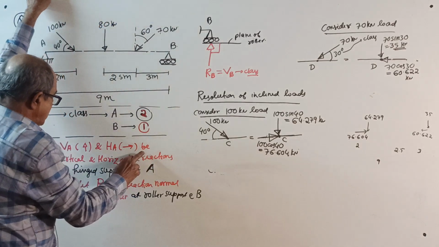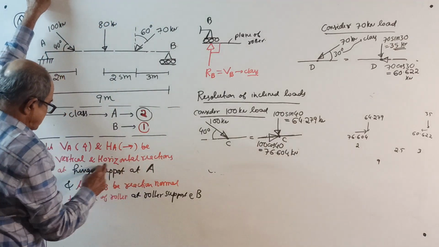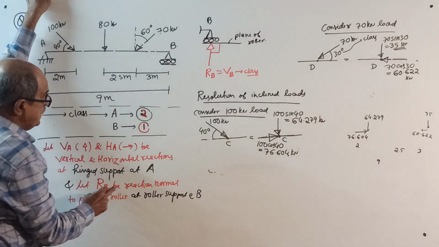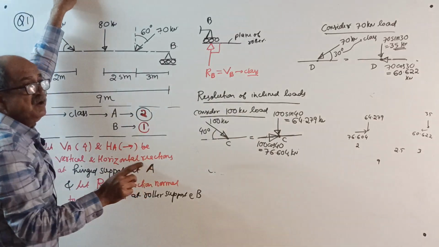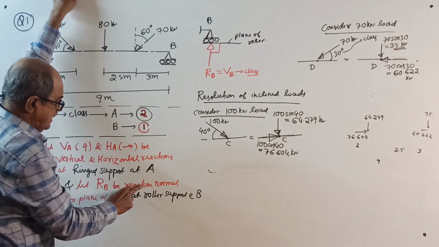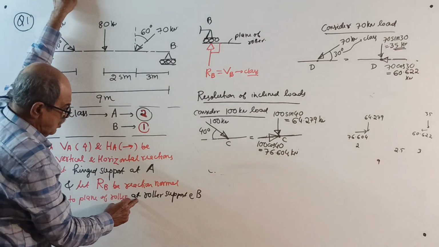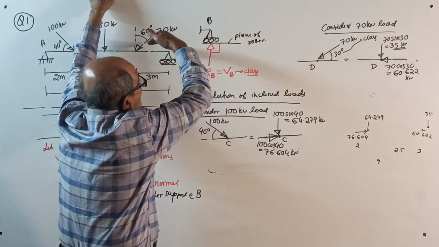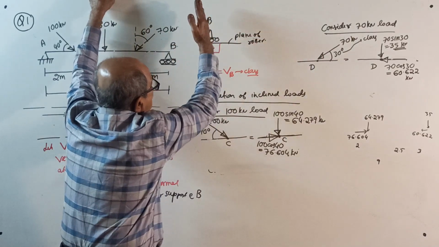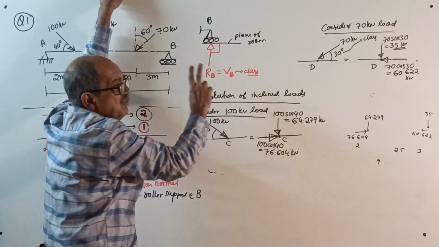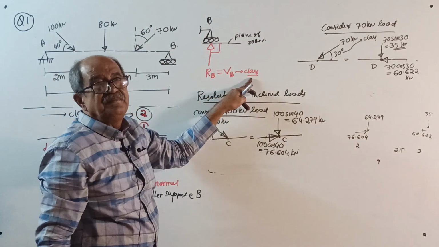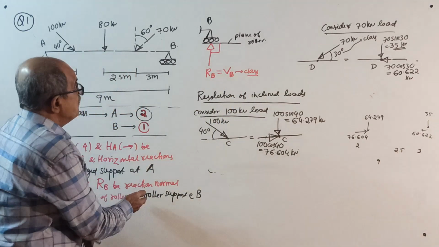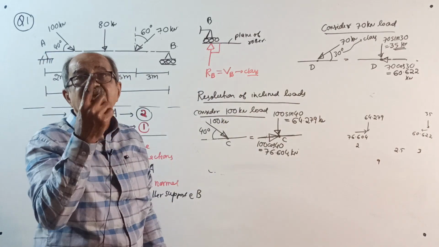Okay, leave it. Let VA and HA be vertical and horizontal reactions at hinged support A. And let RB, because roller I don't call V, be the reaction normal to the plane of the roller at support B. Then write: plane of roller is horizontal, normal is vertical, so your RB will become VB. This you write. Next time onwards, I won't waste time on all these statements. I will dictate by words.